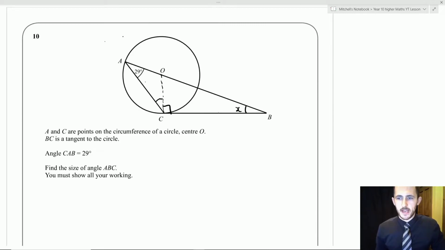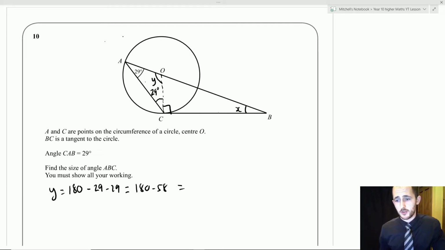Which means this angle here has to be 29 degrees because it's an isosceles triangle. The base angles are the same. Is that okay so far? Okay, I think that's good. Perfect. So now I can work out this angle here. I'm just going to call it Y for now. Y is just going to be equal to 180 degrees minus 29 minus 29, so that is 180 minus 58, which is 122 degrees.